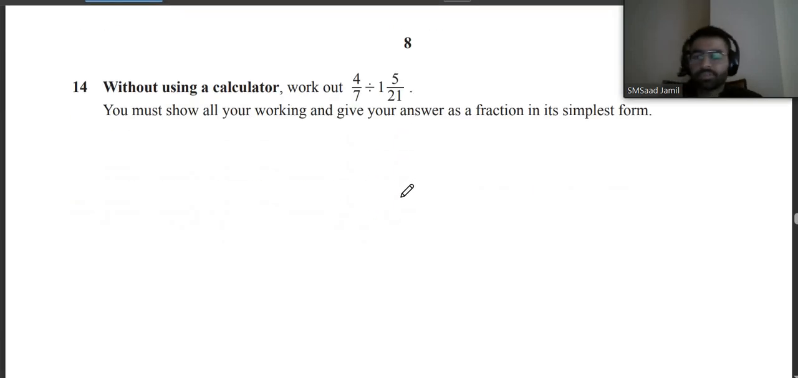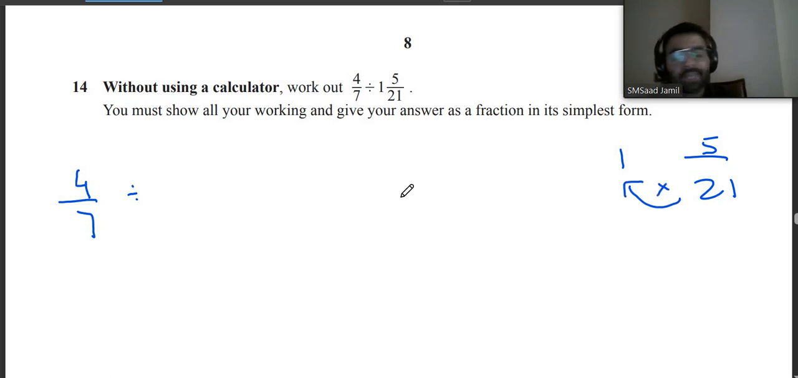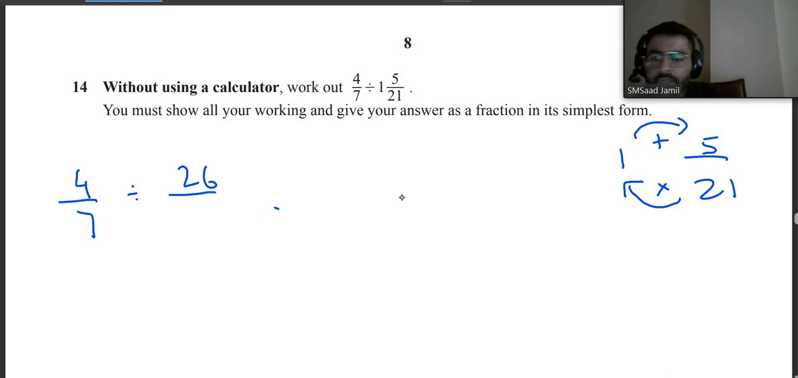Okay. So this is the part where we will not use the calculator. It says without using the calculator, work out this value. So first of all, write 4 upon 7 divided by. The way to solve this is you do 21 multiplied by 1 and then you add it with 5. Okay. So 21 multiplied by 1 is 21, plus 5 is 26. So it turns out to be 26 upon 21.